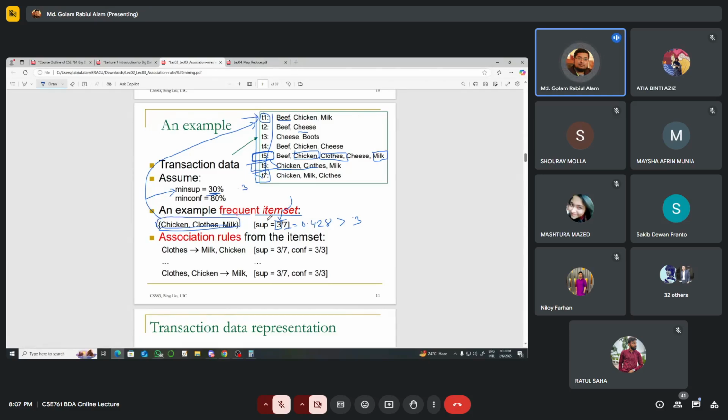So we need to count how many times chicken appeared in our data set, how many times clothes appeared, how many times milk appeared, and how many times we get all these elements together, chicken, clothes and milk. So counting is necessary here. But if the data set is huge, or the data is in different machines, then how can we find out the total count?